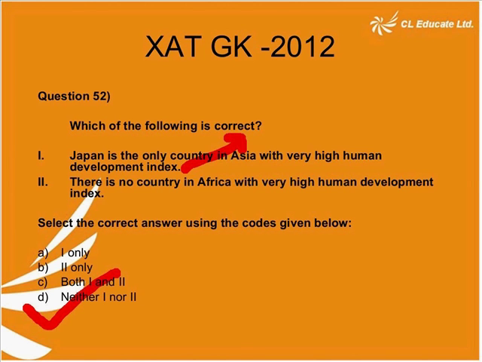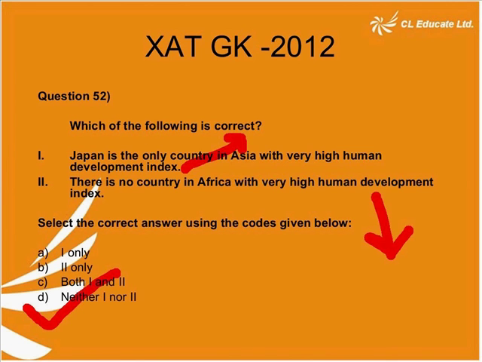Is Japan the only country? No, of course not. South Korea is also there, and Taiwan is also there to some extent. Even Singapore is there. There is no country in Africa with very high human development? No, there are countries in Africa with high human development. Absolutely correct, Pratish. So neither of them is correct.